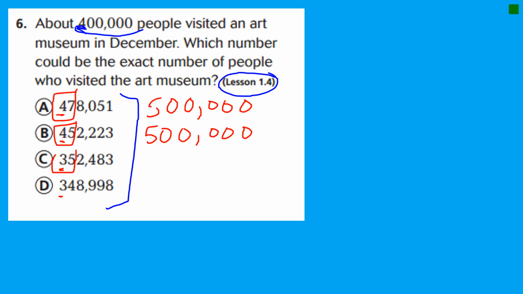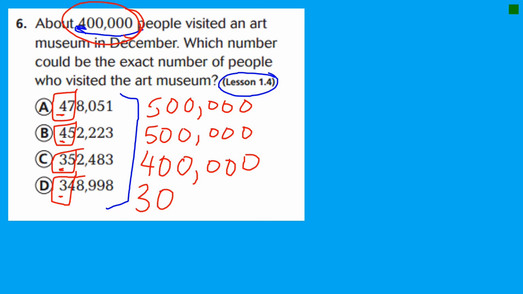Okay, 35. Oh, another 5. So 35 is right between 30 and 40. Smack in the middle, what do we do? 5 or more, raise the score. So 35 rounds to 40. Fill in the rest of the place values. And, oh wait, ring-a-ding-ding. Let's just check the last one. 34, 4 or less, let it rest. 34 is between 30 and 40, closer to 30, right? So, C, the ring-a-ding-ding. 352,483 rounds to 400,000. All right, excellent job, boys and girls.